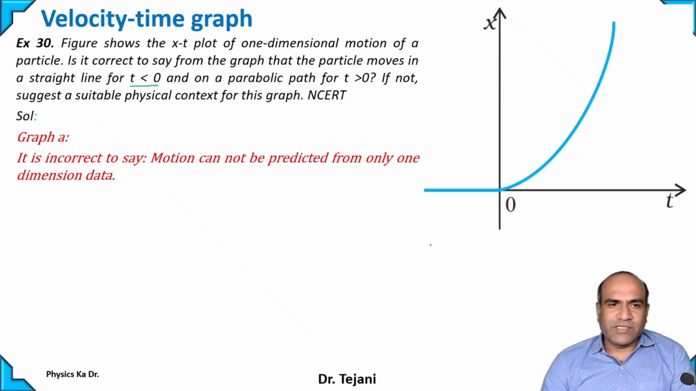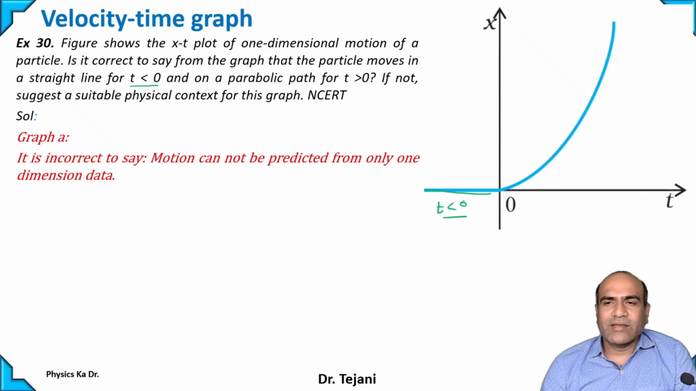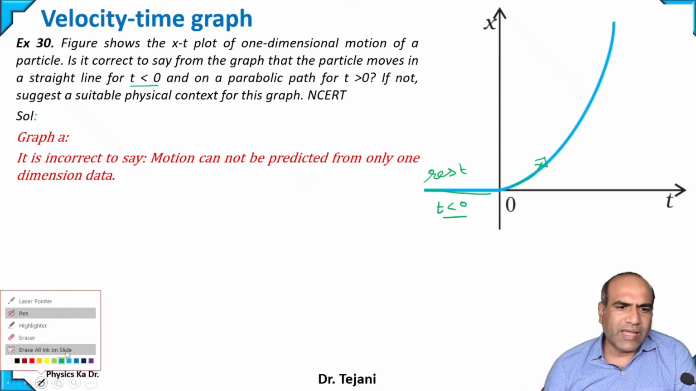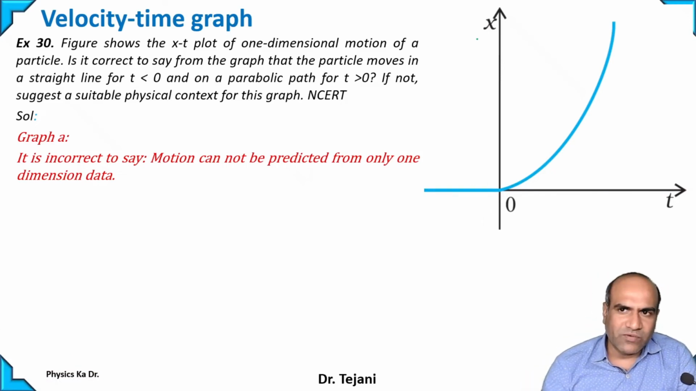So the graph is given. It is incorrect to say that. It is given that at negative t, the object is at rest, and then it moves on the exponential part, non-linear. This statement is not possible because only one time direction is given. There is no data given for the x direction. Therefore, this is not possible.